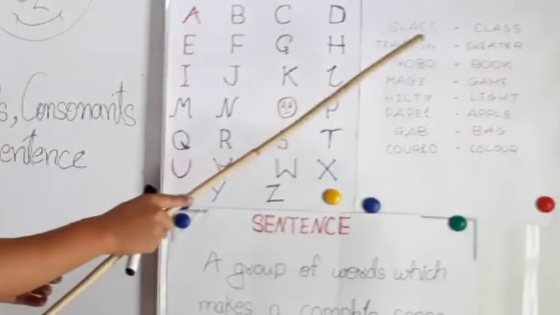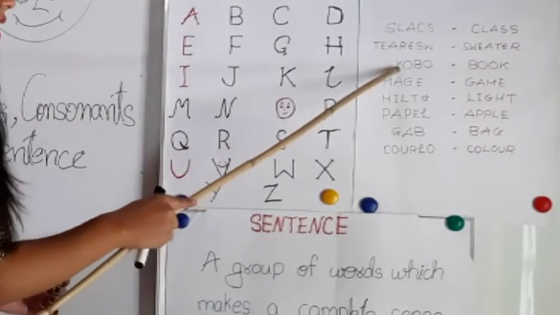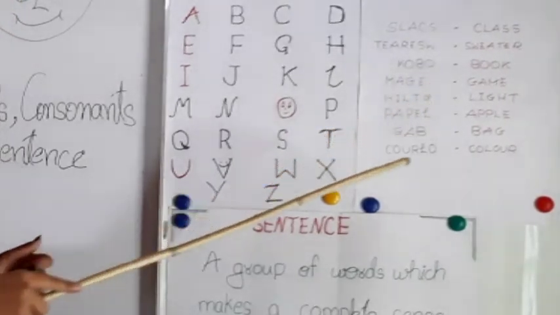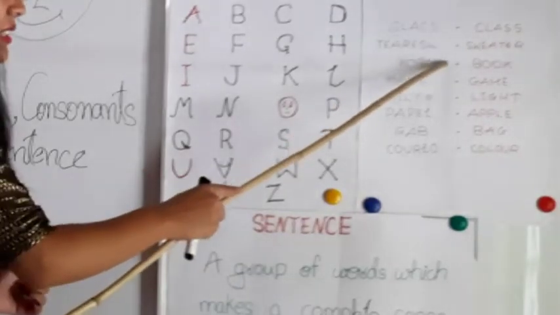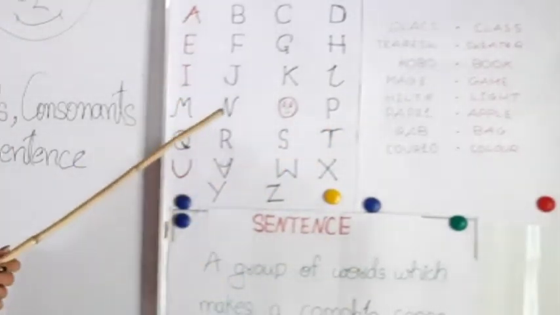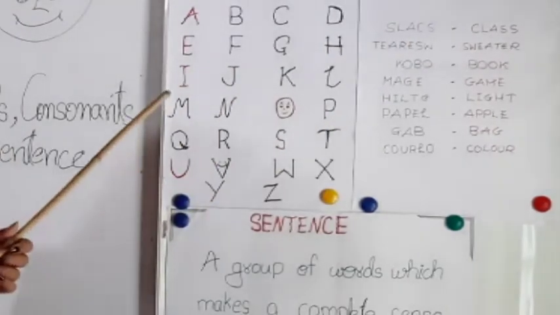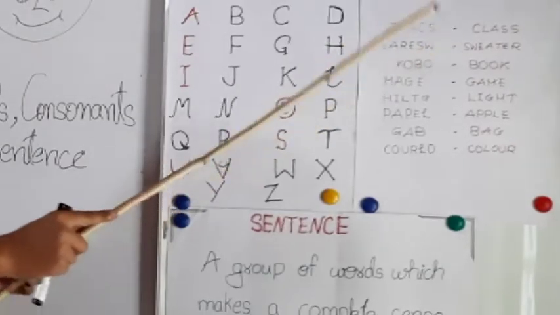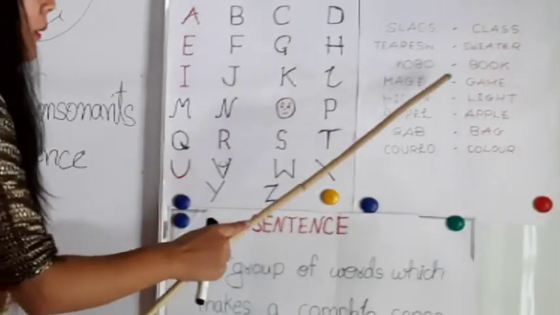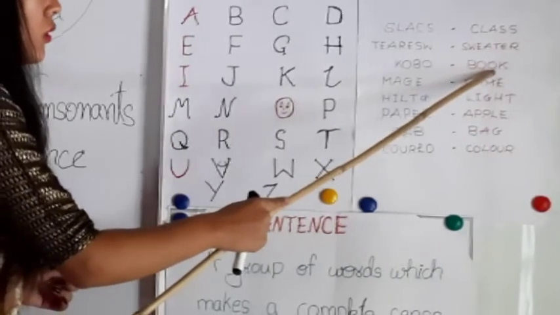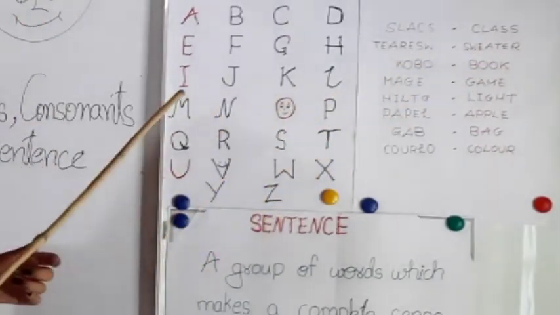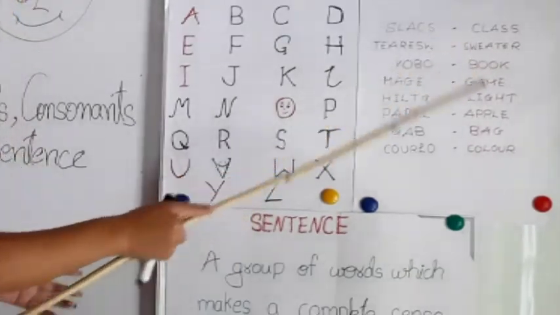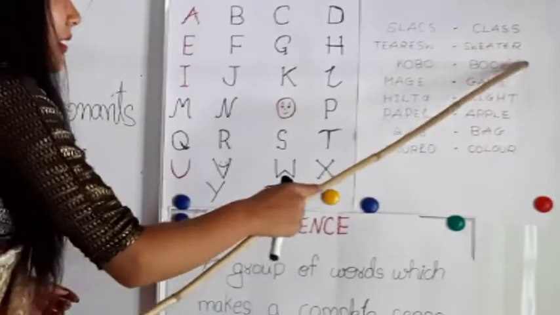So let's go to the third one. K, O, B, O. Kobo. Does it have any sense? Does it give any meaning? No, it does not give any meaning. So let's correct it. B, O, O, K. Book. Yes. This group of letters gives meaning and information. So it is a complete word.